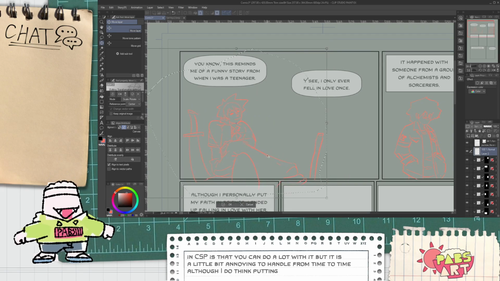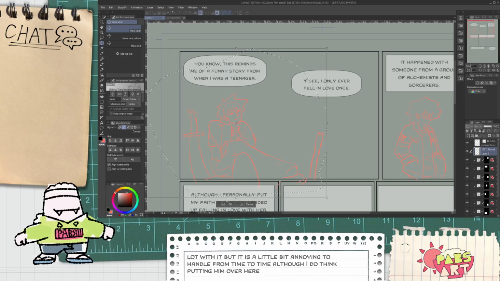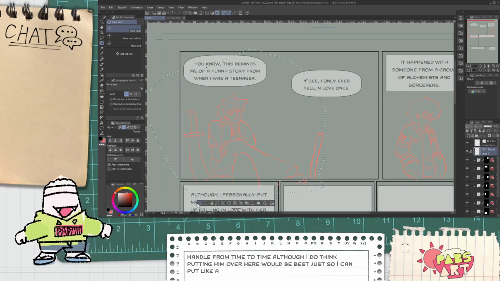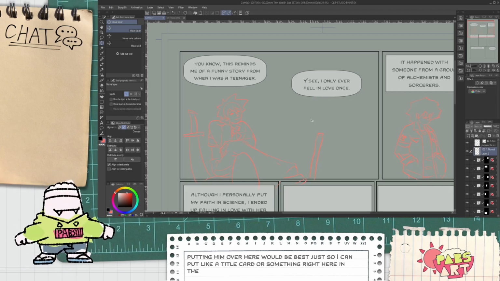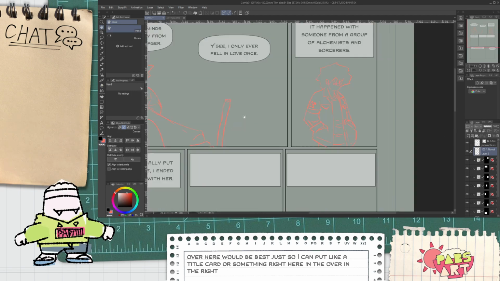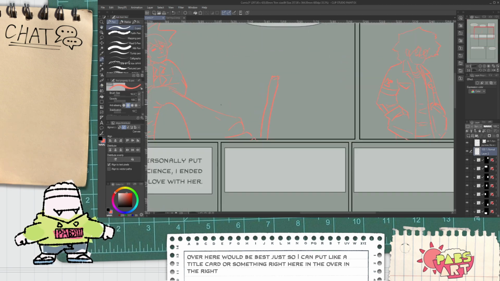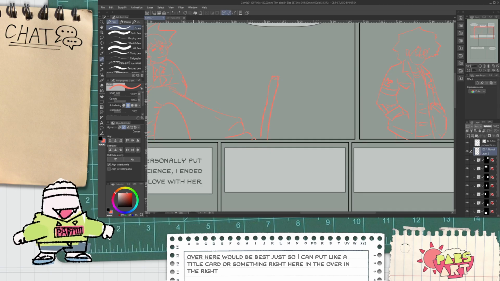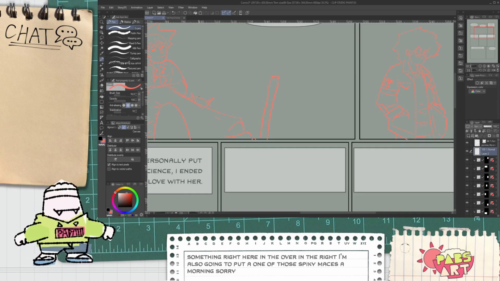Although I do think putting him over here would be best, just so I can put like a title card or something right here on the right. I'm also gonna put one of those spiky maces, a morning star, I think they're called, over here.